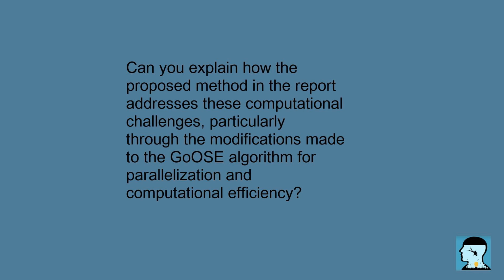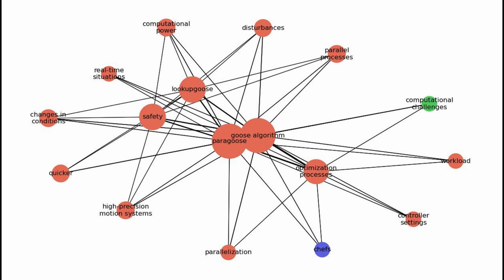Can you explain how the proposed method in the study addresses these computational challenges, particularly through the modifications made to the GoOSE algorithm for parallelization and computational efficiency? The proposed method addresses computational challenges by enhancing the GoOSE algorithm, making it more efficient and capable of operating in real-time situations. Imagine trying to bake a large batch of cookies. Instead of using just one oven, which can take a long time, you decide to use multiple ovens at once. This is similar to how the modifications facilitate parallelization, allowing the algorithm to perform multiple tasks simultaneously.